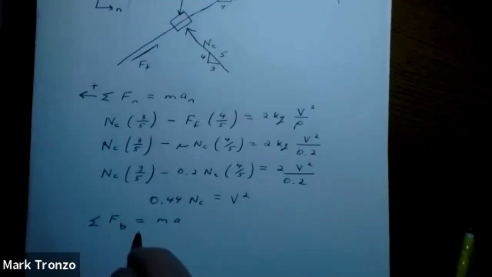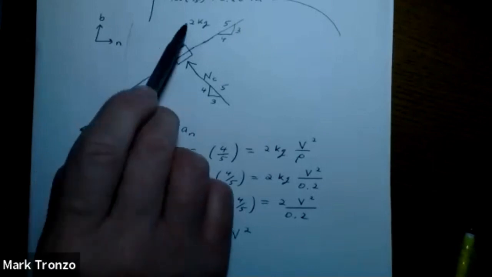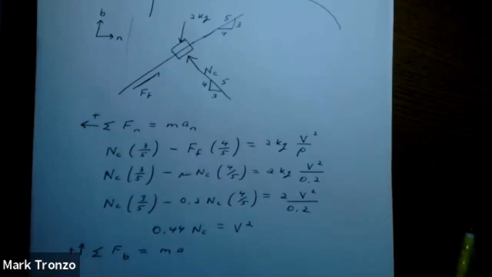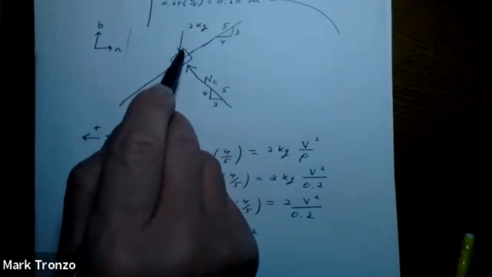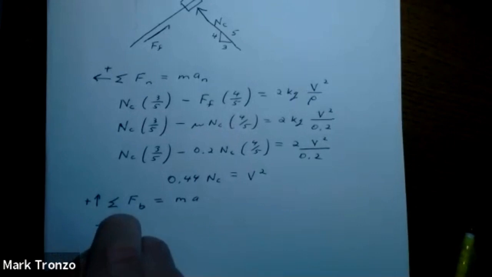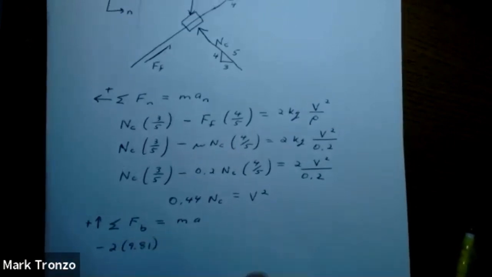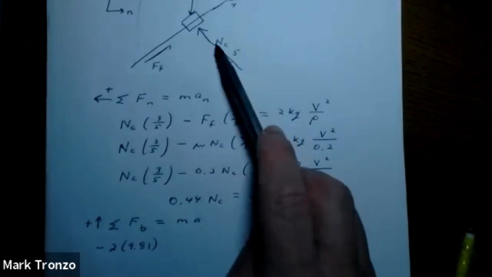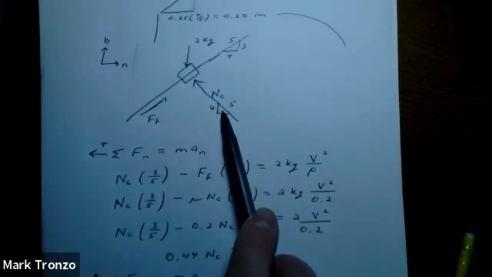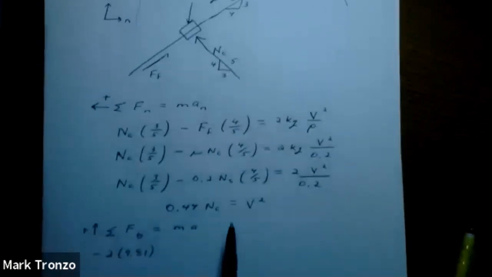And so let's see what we have. If we call up positive, so down we have this 2 kilograms. So minus 2 times 9.81. And then now this NC, to put it in the binormal direction, we're going to have to use this right here. It's going to be 4/5.